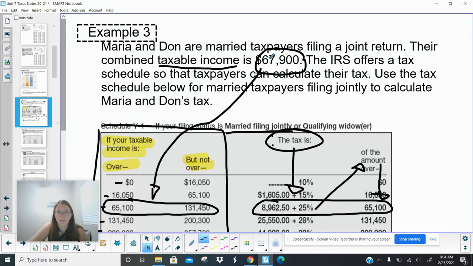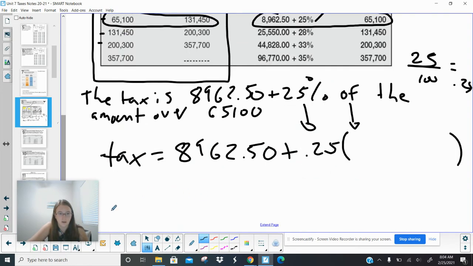Well, here was their income, 67,900. Income, I'm just going to write down here, was 67,900. So we are looking for how much of this number is over 65,100. What do you think we should do? Here's 65,100. Here's 67,900. I need to know how much is over. I need just this little chunk over the 65,100. What should we do? Hopefully you determine to subtract, right? When I say the amount over, that means the difference between them, yeah?